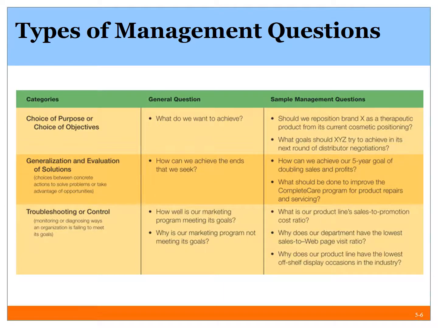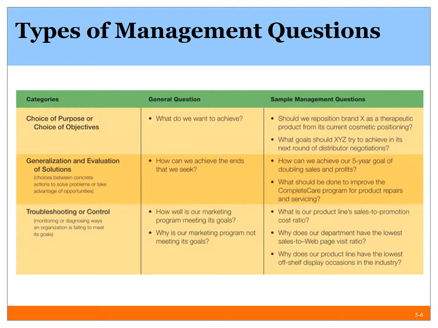Typically, there are three kinds of management questions. You can divide these into three categories, really. The first is a choice of purpose or choice of objectives, where you figure out what we want to achieve. The second is generalization and evaluation of solutions. So maybe choices between concrete actions to solve problems, right? So how can we achieve the ends to what we seek?